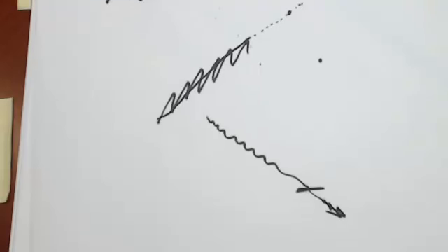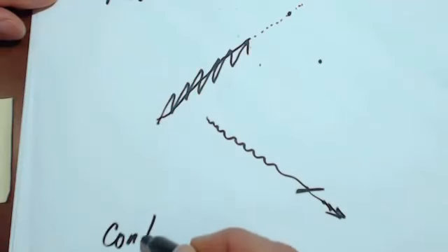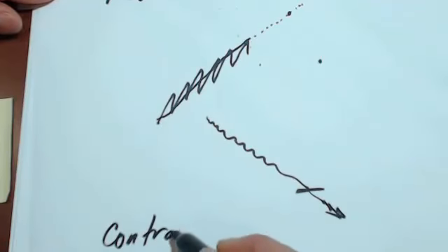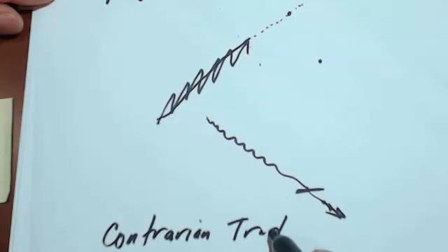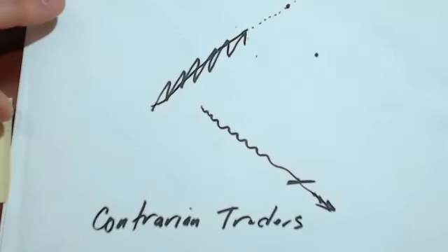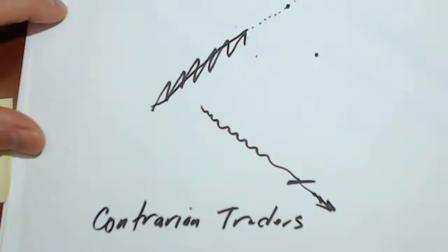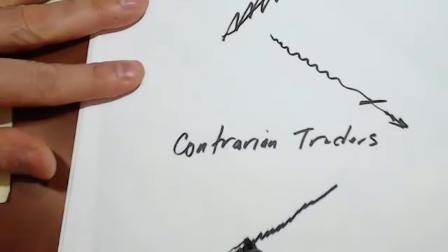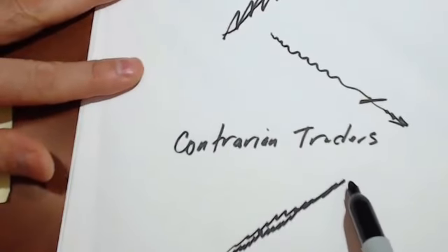Now, there are people who are contrarian strategists, contrarian traders. Contrarian traders buy when the stock market's down and sell when the stock market's up. Let's see if we can connect that to a specific order. Let's say you see the stock market going up, like this.